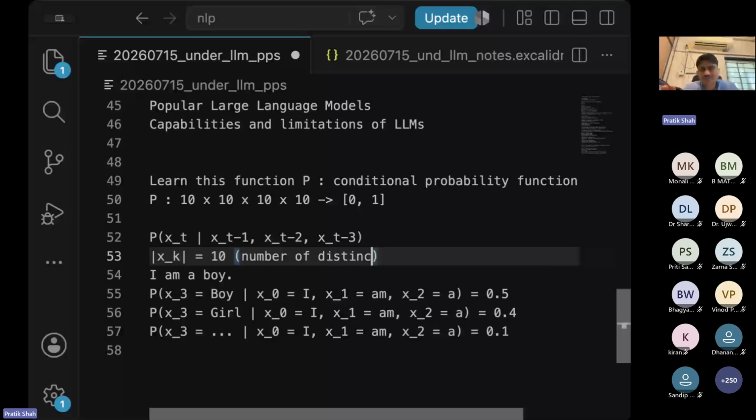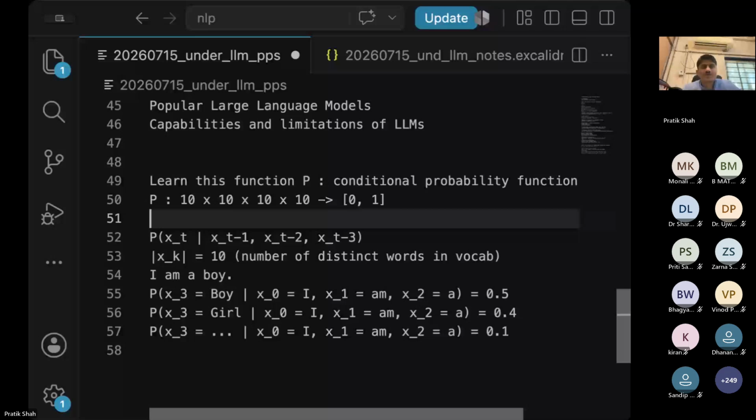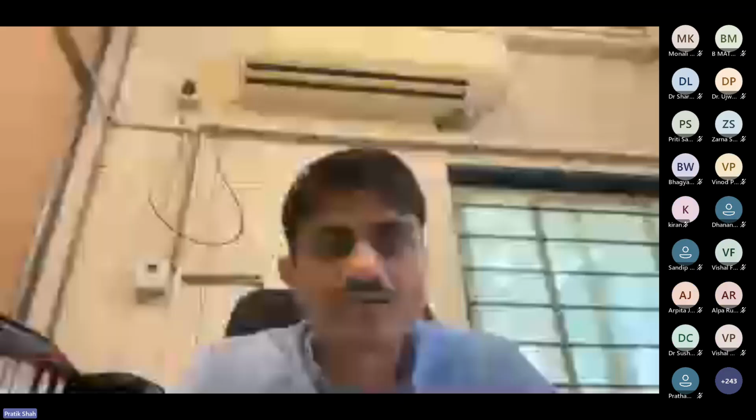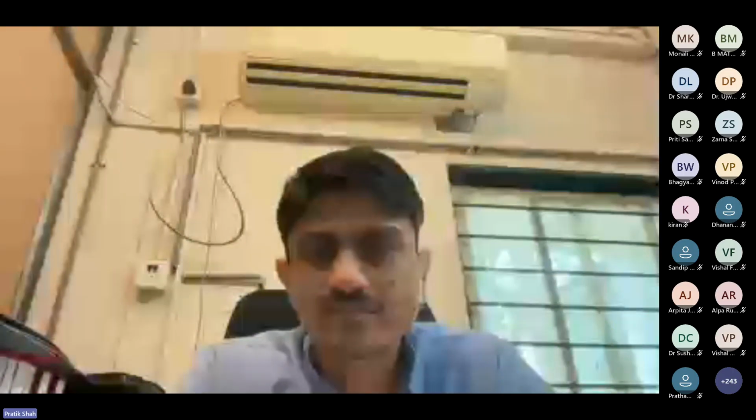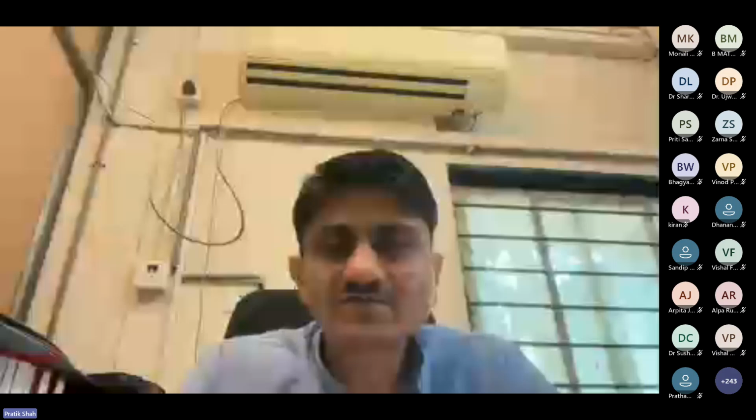One way is to remember these 10,000 values. What is the other way? You build a function. So rather than storing this as a table, use a function. Use a parametric function. What is a parametric function? Rather than learning this function, rather than storing this as a table, I'll use a parametric function.